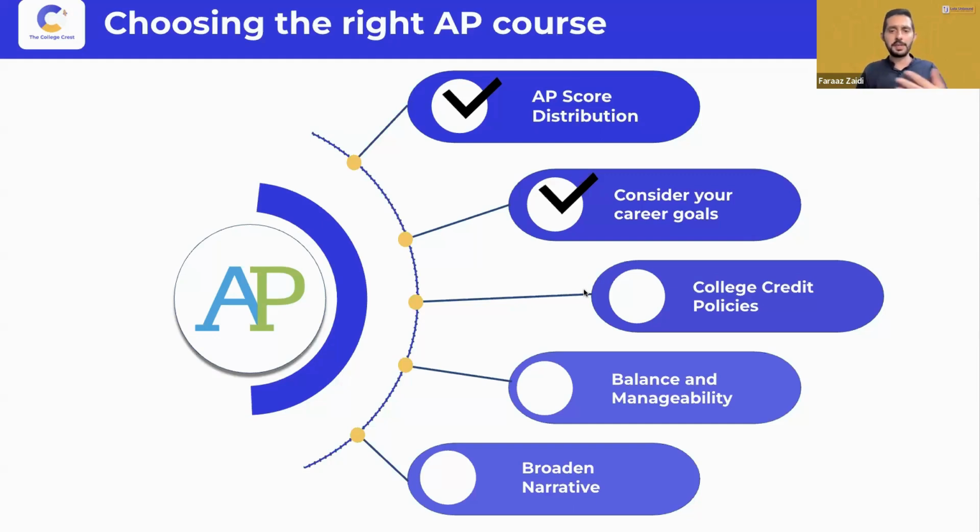If you're doing 3 APs and you're getting more than three in all three of them, you are considered an AP Scholar. By the time that you do the fifth one, it's also called AP Merit, where you have done 5 and have gotten at least 3 or 4 in all 5 of them. So it's very advisable to look at 3 to 5 APs before you end up applying, but at the same time, do look at balance and manageability.